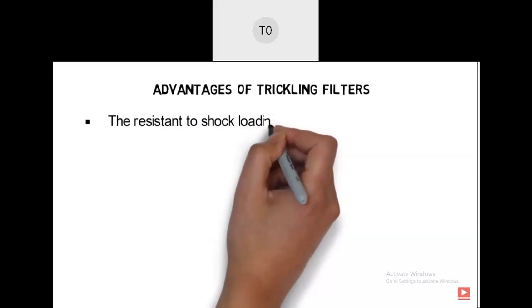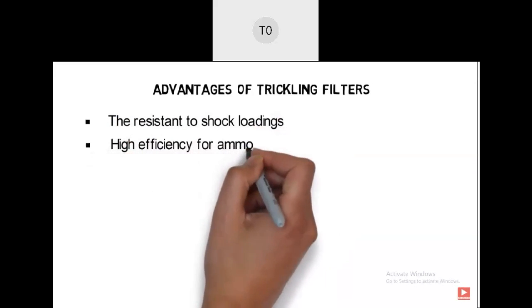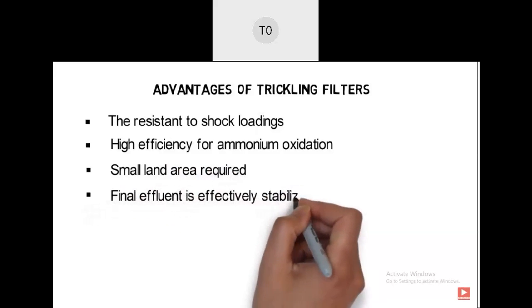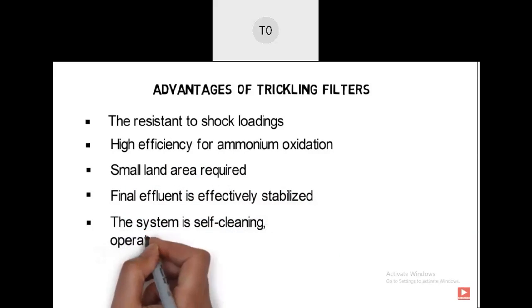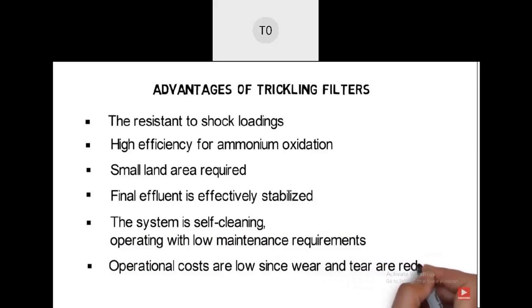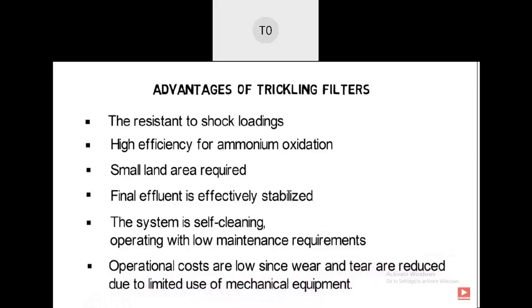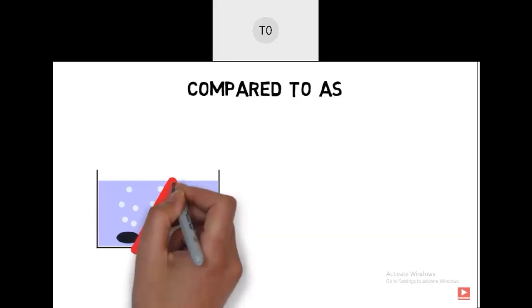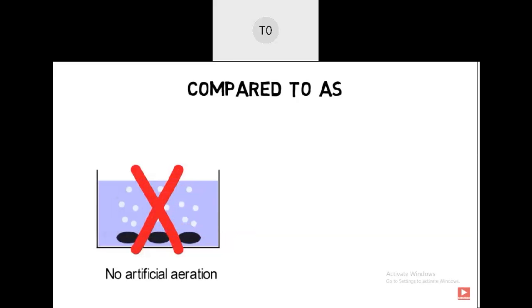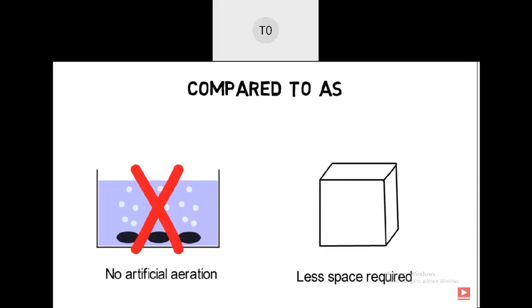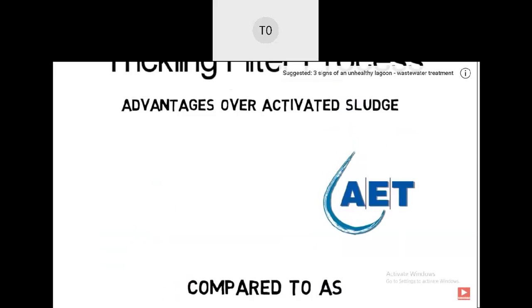Among the main advantages of this system, it is important to highlight the resistance to shock loadings, high efficiency for ammonia oxidization, small land area required, and final effluent that is effectively stabilized. The system is self-cleaning, operating with low maintenance requirements. Operational costs are low since wear and tear are reduced due to limited use of mechanical equipment. Furthermore, in comparison with similar methods such as activated sludge, trickling filters are significantly more cost-effective as they don't require artificial aeration and have a smaller demand for operational space, resulting in cost reduction.